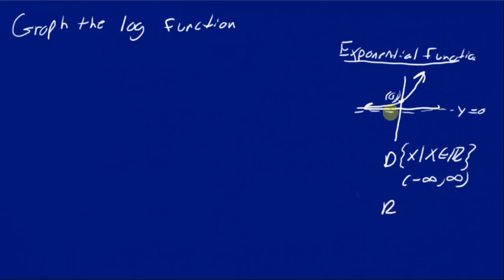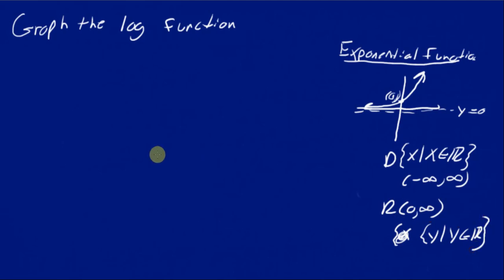The range will always either be from the asymptote up to infinity or from negative infinity up to the asymptote if it were a reflection over the x-axis or the horizontal asymptote. So here we're going from 0 up to infinity. And of course, in set notation, that would be the set of x's. Nope, this is the range. That would be the set of y's such that y is an element of all real numbers.